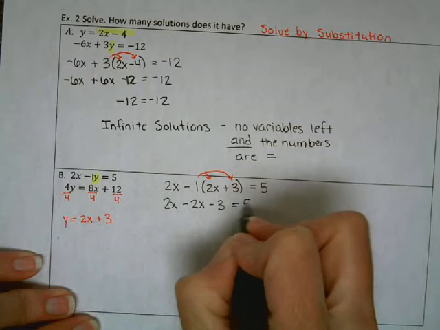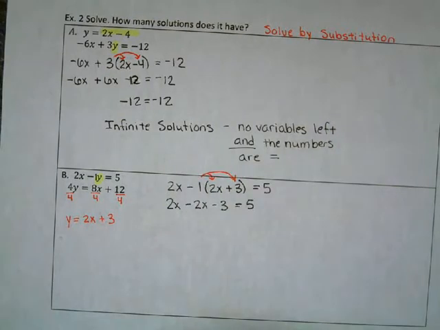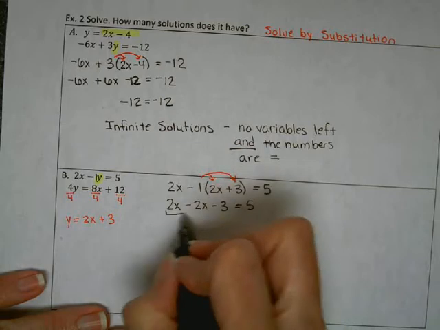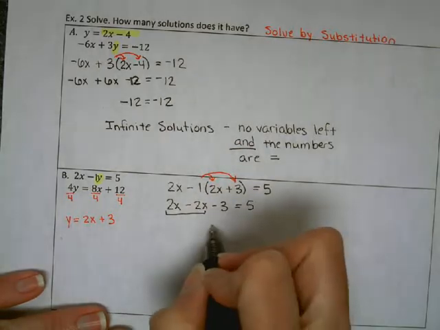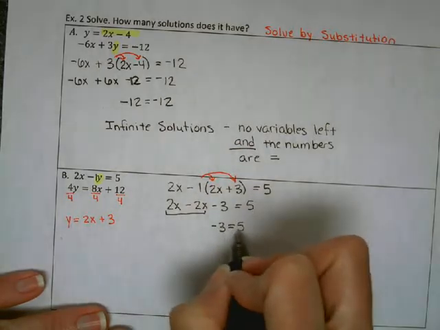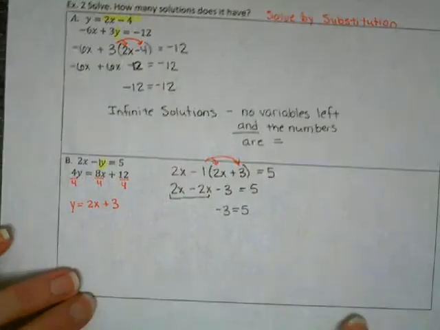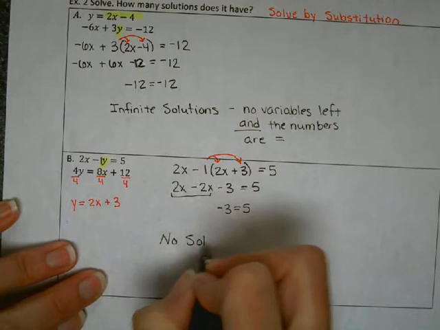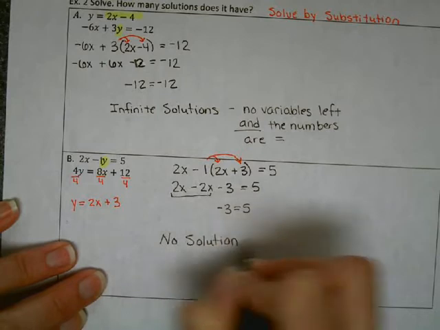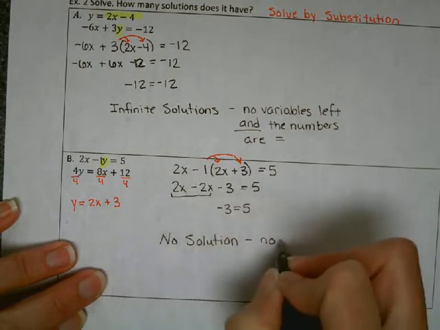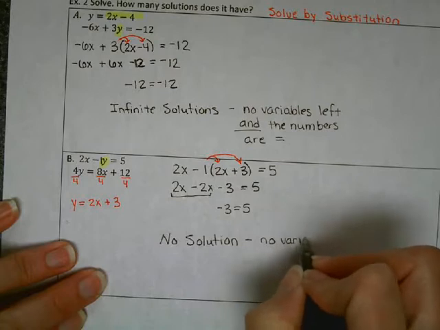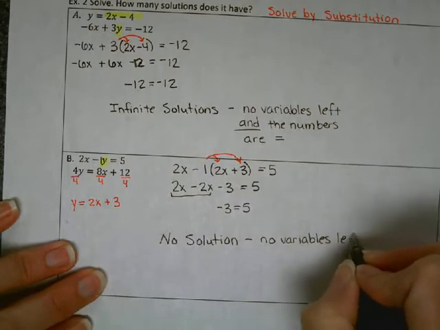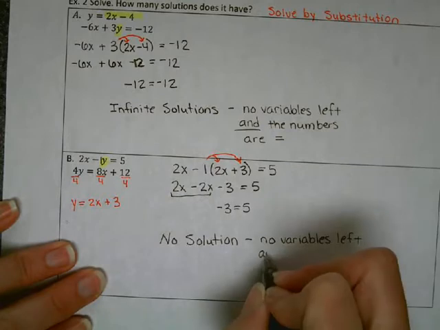You'll notice on this one too, 2x minus 2x, when you go to combine your like terms, these cancel each other out. So you're left with negative 3 equals 5. Since those things are not equal, this is called no solution. You don't have to go any further. No solution happens when there are no variables left and the numbers are not equal.